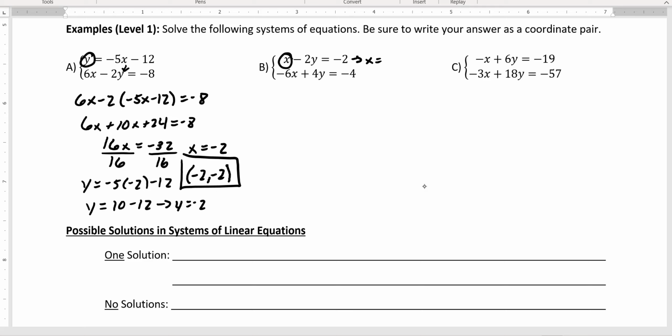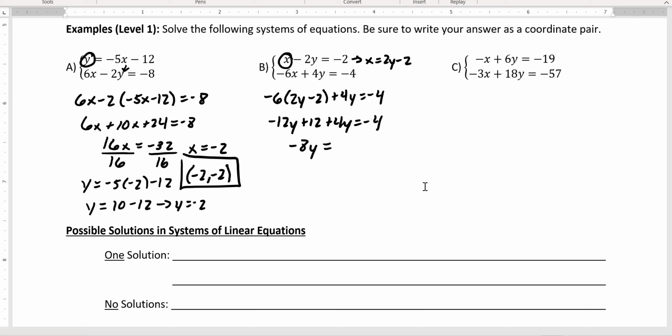That will tell me that x equals 2y minus 2. So I can say negative 6 times 2y minus 2 plus 4y equals negative 4. So negative 12y plus 12 plus 4y equals negative 4. Let's see, negative 12y plus 4y would be negative 8y. I would also subtract the 12, so this would give me negative 16 divided by negative 8.